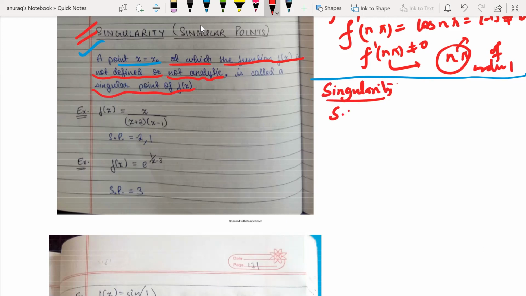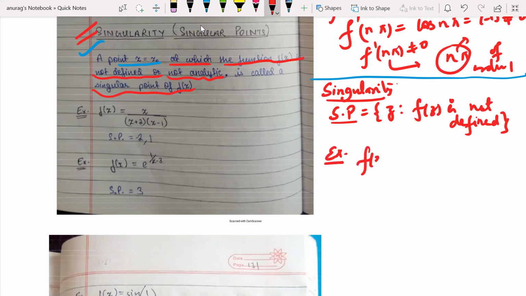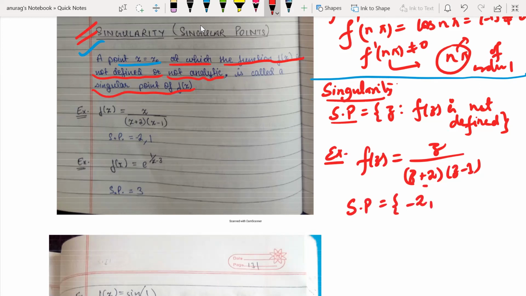So a singular point is the collection of all points where f(z) is not defined. This is called singular points. For example, if you take f(z) equal to z over (z plus 2)(z minus 1). Can you tell me at which point this function is not defined? At minus 2 and 1. So what are the singular points? The singular points are minus 2 comma 1, because at these points only the function f(z) is not defined.